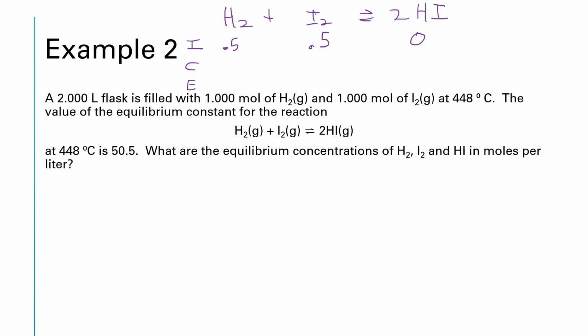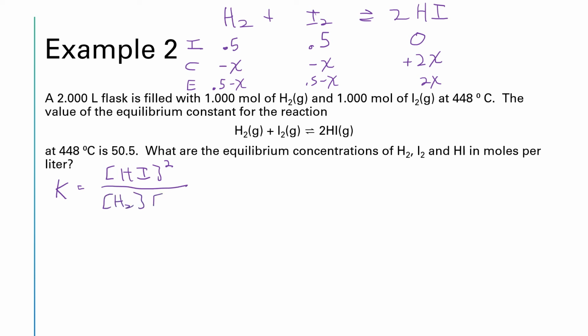This reaction has to go in the forward direction to reach equilibrium, so our change for hydrogen will be minus x, our change for iodine will be minus x, and our change for HI will be plus 2x. So at equilibrium, we'll have 0.5 minus x, 0.5 minus x, and 2x. The equilibrium constant expression for this reaction is going to be HI, quantity squared, divided by H2 and divided by I2. Now I can plug the equilibrium values in here and solve for x.